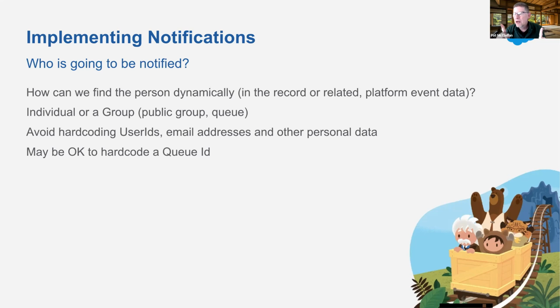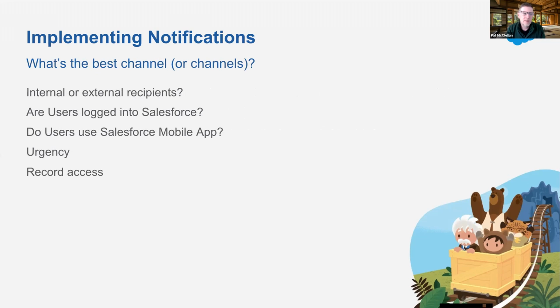One exception to that is if you've got a queue set up, for example, and you wanted to notify that queue when something happened, when there's a hot lead over $10,000 or something, you can hard code in a queue ID because those things don't really change in an org very often. So that's one exception. So after we've determined what's going to trigger this notification and we figured out who's going to get it, then we need to think through what's the best channel or channels for that.